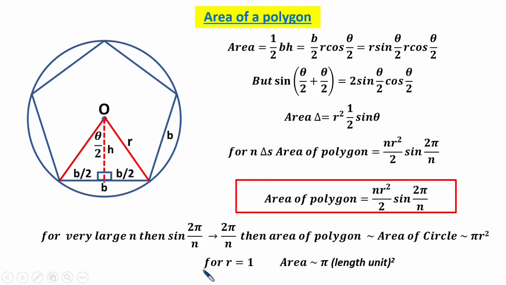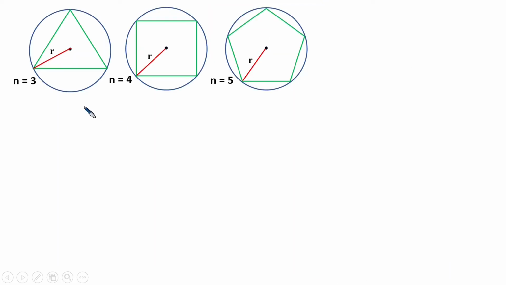So here for the area of a circle, if n is very large, the polygons will overlap and you will get the area of a circle. If the radius r is 1, the area is pi unit length square. To understand this further, here I have taken a polygon with n equal to 3, then 4, then 5, and as I increase n, you will see that the perimeter of the polygon and the circumference will be equal.